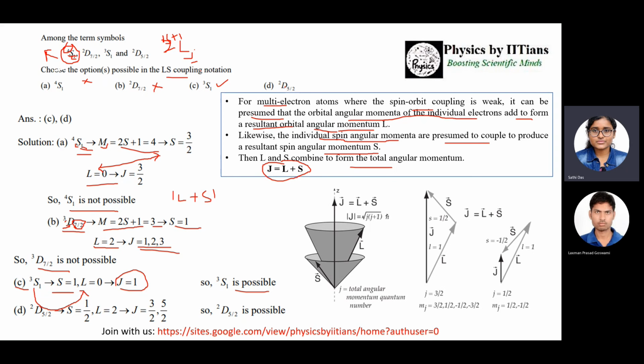And the last option is 2D5 by 2. Here S is half. Since it is a D state, L equals 2, and J will have 2 plus half up to 2 minus half. So 2 plus half is 5 by 2, and 2 minus half is 3 by 2. So here also this 2D5 by 2 is possible. So these two options, C and D, are the possible options.